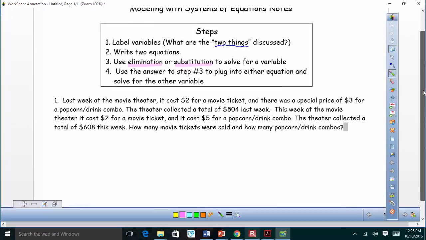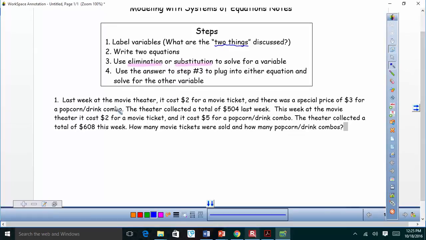So let's look at number 1. Number 1 says, last week at the movie theater, it cost $2 for a movie ticket. And there was a special price of $3 for popcorn/drink combo. So those are our two things we're talking about. We're talking about a movie ticket, and we're talking about popcorn drink combo. Okay? It says the theater collected a total of $504 last week.